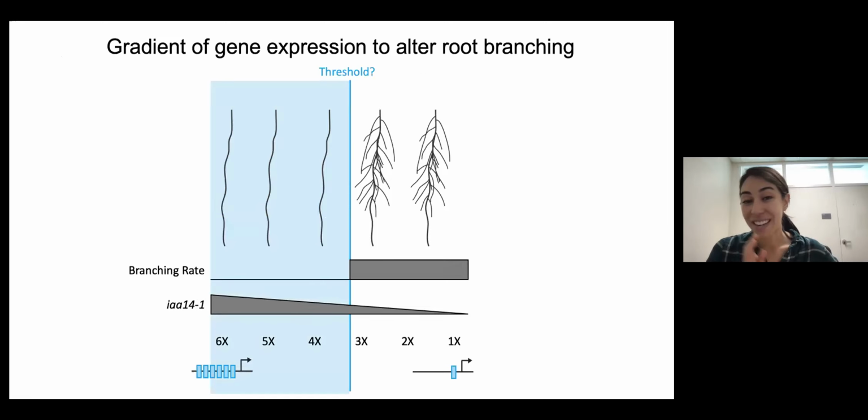Or we may find that there's a threshold above which expression of this developmental regulator no longer blocks root development, and then we get a bunch of roots being expressed. So either way, it'd be interesting to know how much of this developmental regulator we need to actually have an impact on root structure.